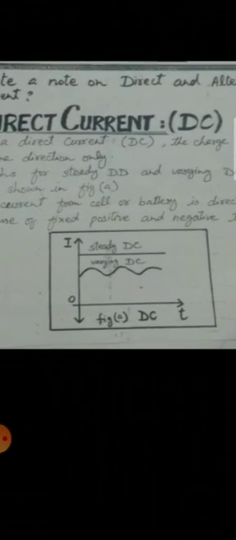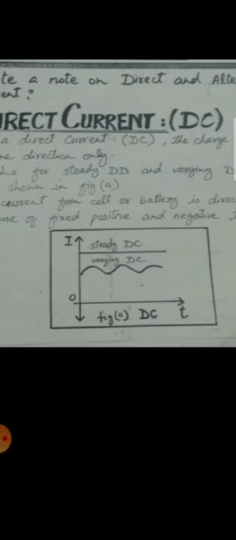Now we will come to the topic that is very important, that is direct current and alternating current. As its name shows, direct current is the unidirectional current. In a direct current, the charge flows in one direction only. As this graph shows, for the steady DC and varying DC, the current from the cell or battery is direct current because of the fixed positive and negative terminals. So this is a graph between the time and the current.